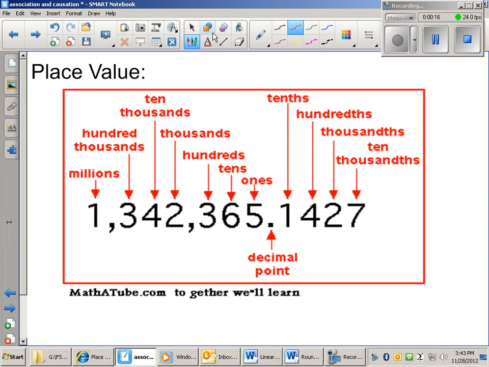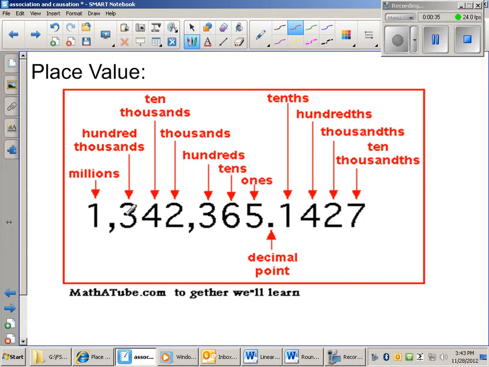So, a little bit of background, there is what is called place value. Each of these numbers is in a place that has a name. Like this would be the ones place, the tens place, the hundreds place, thousands, and so on. Most of you know that from previous courses.